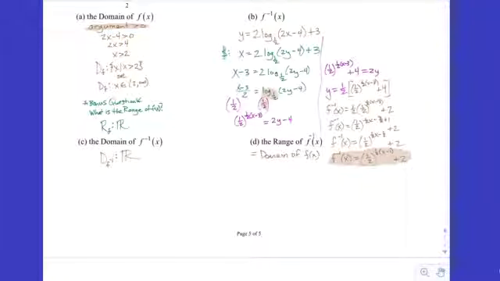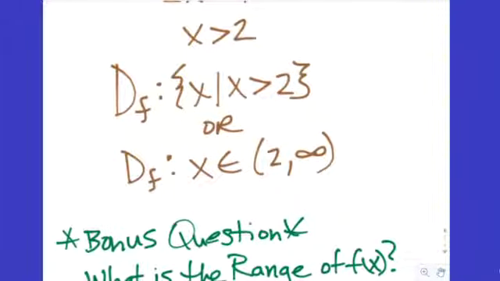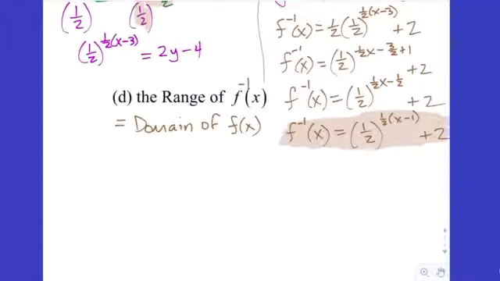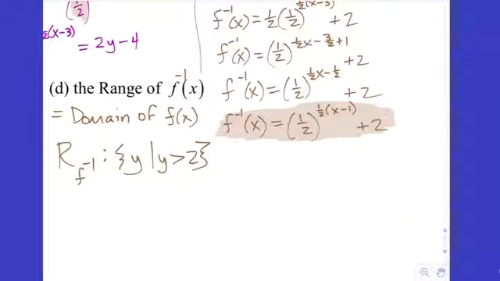And we've already found that. What was the domain of f? Everything greater than 2. So all we have to do is write it as y values instead of x values. The range of f inverse is the set of all y such that y is greater than 2. And that should be the same thing you would get if you graph it.